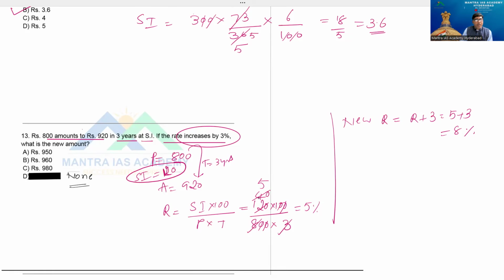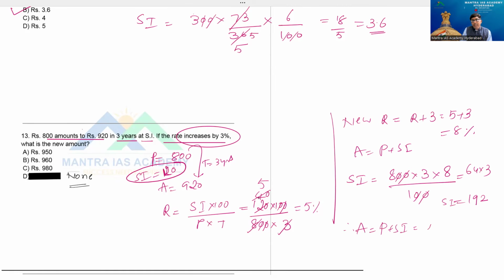Here also the same, my dear. Amount means what to find out, sir? P plus SI. So first of all, find SI and add 800 to that one. You can get the answer. SI is equal to principal 800, time 3 years, rate 8 by 100. The zeros get cancelled. It is 64, 3 4s are 12. 192 is the SI, my dear. Therefore, the amount is equal to P plus SI, so 800 plus 192, whose value is 992. 992 is the answer for this one.